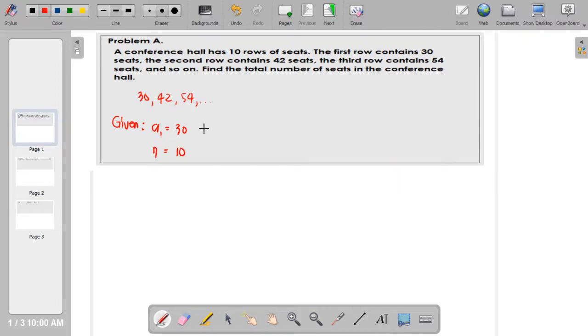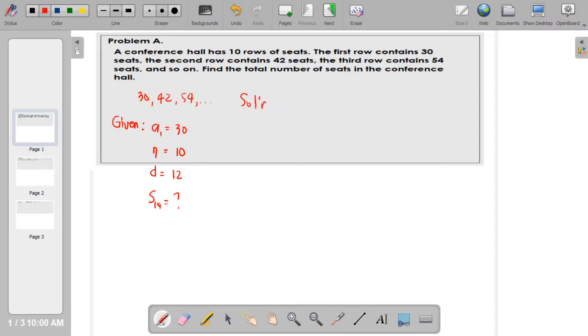Now what is our common difference? Our d is equal to pila may gapan nila. That is 12. So unsa itong gipangitaan ning problem? We're actually looking for the sum of the first 10 terms, 10 rows man siya. Okay. Now we can solve this problem because we have now this information.